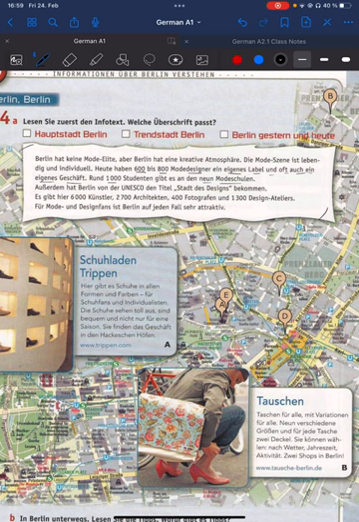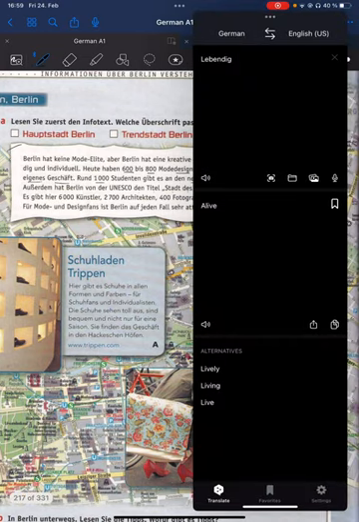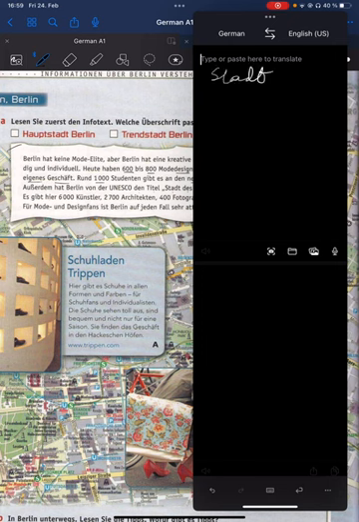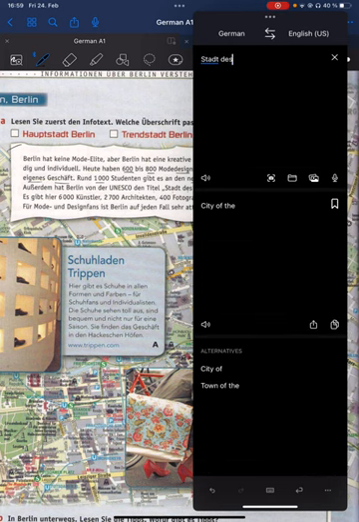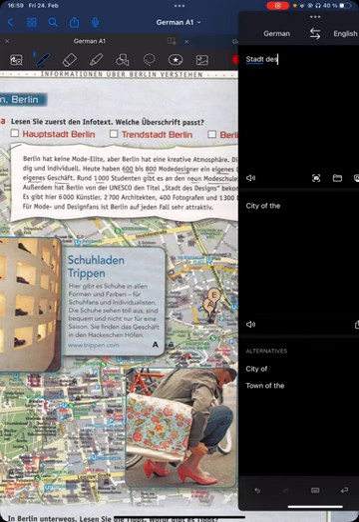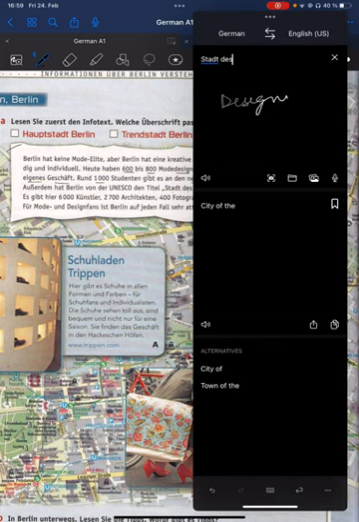Außerdem hat Berlin von der UNESCO den Titel Stadt des Designs bekommen. Okay. Moreover, Berlin has got the title from UNESCO, City of Design. Design city or city of designs.